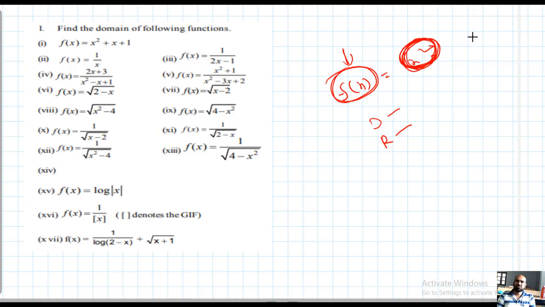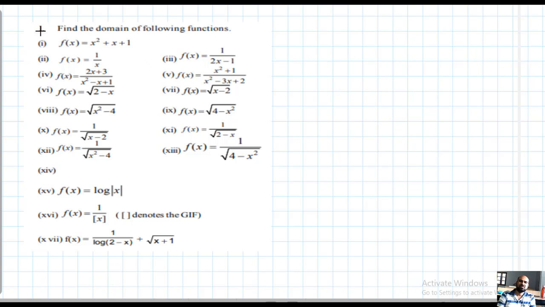After finding the domain, substituting the domain values in the given function, the outputs you get are called the range. So domain means inputs. So the first function, students, is f of x equal to x square plus x plus 1.